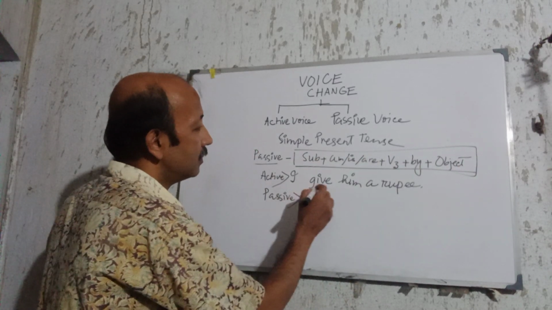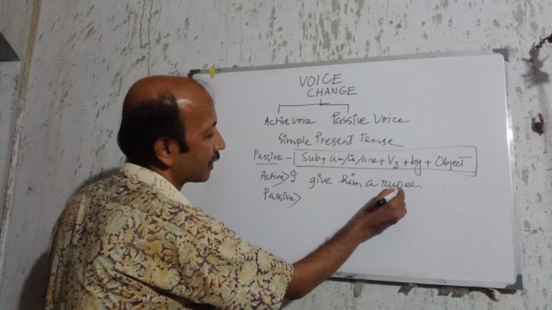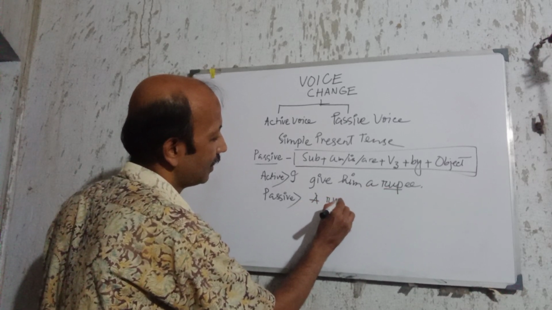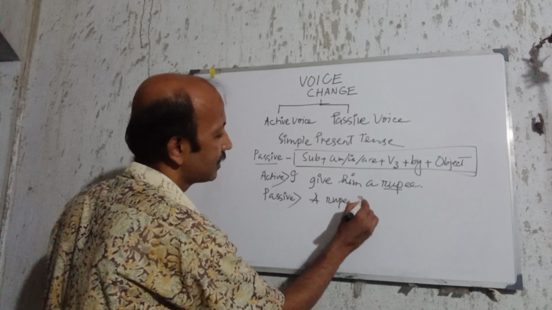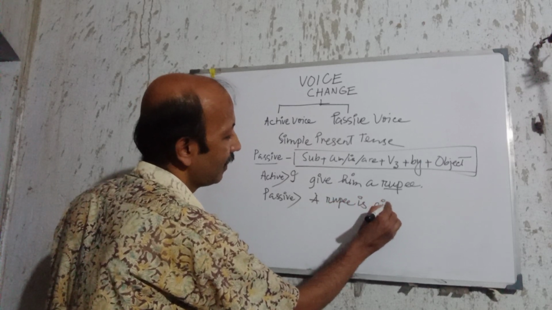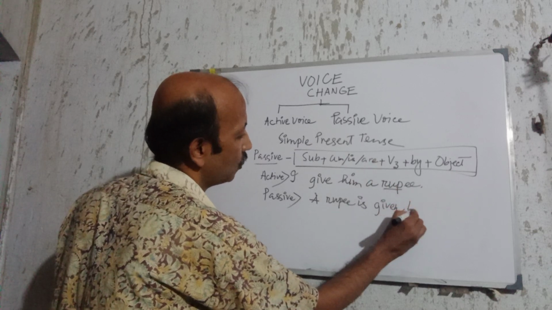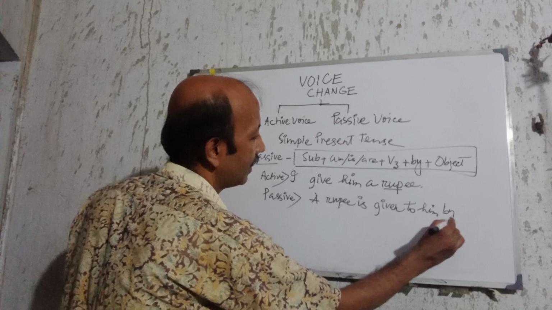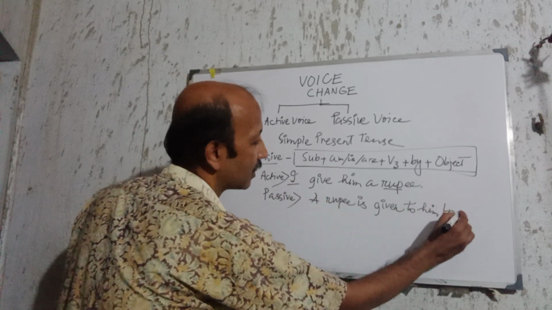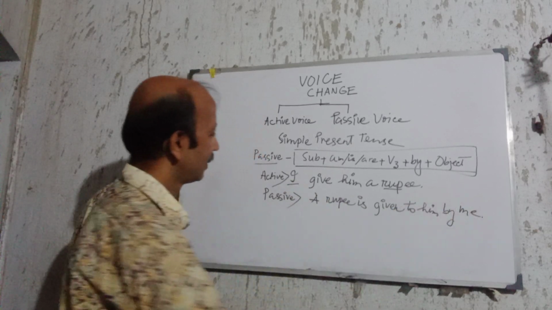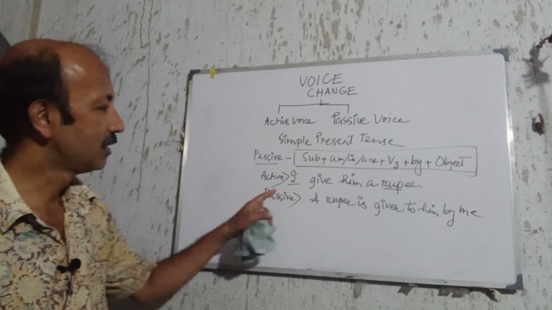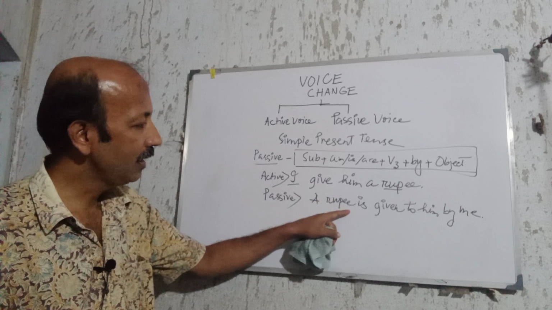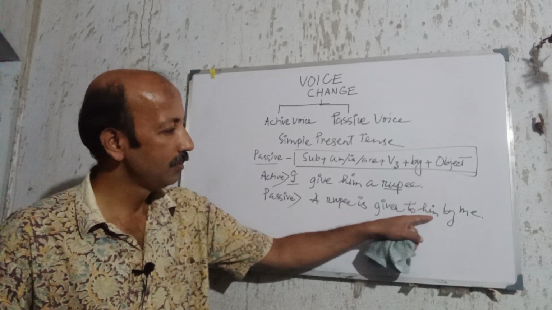A rupee is the object. A rupee is given to him by me. The subject becomes the object, by me. This is the passive voice of I give him a rupee: a rupee is given to him by me.